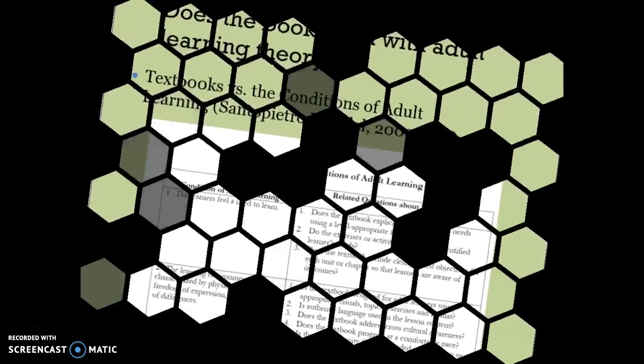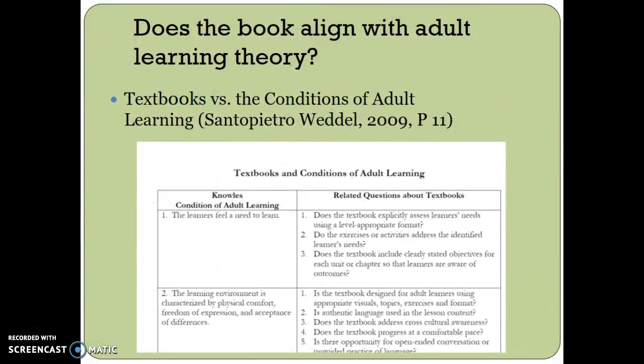The other thing you need to ask yourself about this textbook is, does it align with what we know about adult learning theory? You're going to read Kathleen Pietro Waddell's independent study course this week called How to Choose a Good ESL Textbook. Kathy took the conditions of adult learning and weighed them against key criteria for selecting a textbook. And so you can look at this chart and get an idea. These are the kinds of questions you should be asking when you're evaluating a textbook.